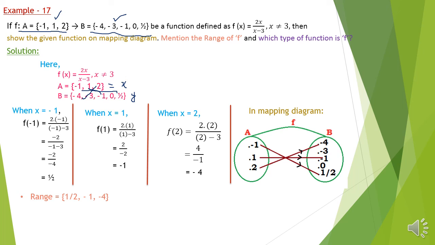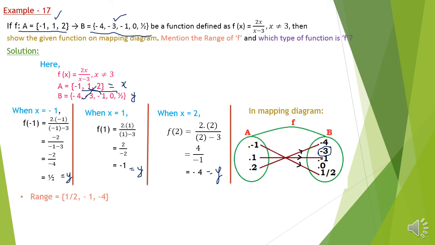Now let's see the range. These are the range, isn't it? Range is a collection of y, and these are all y. From the mapping diagram also we can write the range. Those elements which are mapped are the range. 3 is not part of the range, so it is unmapped, so it is not in the range.